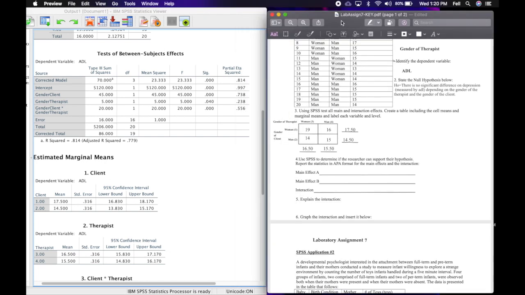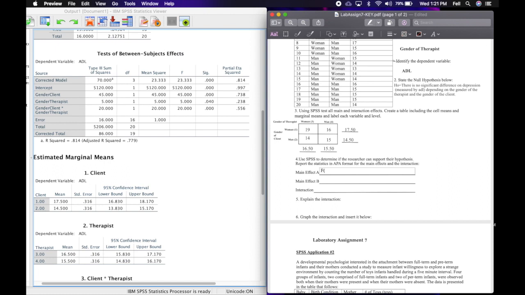Okay, so the way we're going to write our statistics in APA format is by using the test symbol, which is F in this case. So I'm going to start by entering an F. And then after the F, we're going to put our degrees of freedom. So I'm going to need parentheses for that.